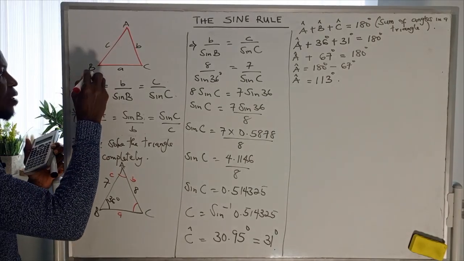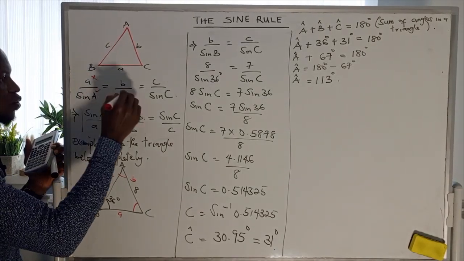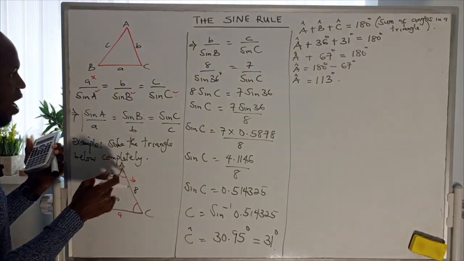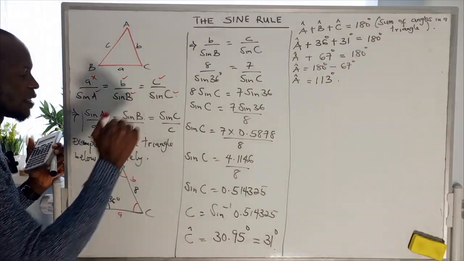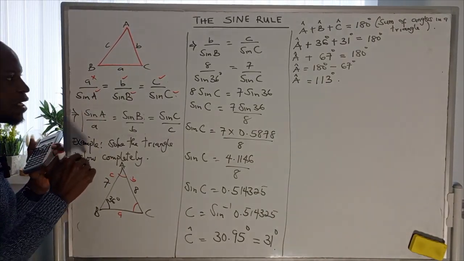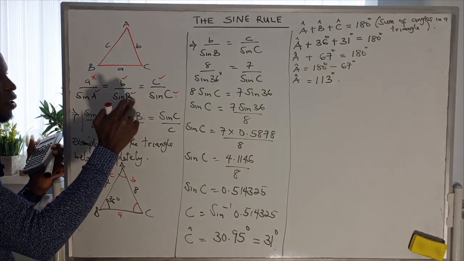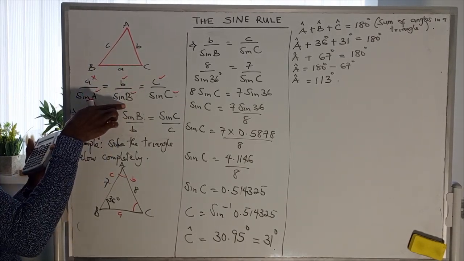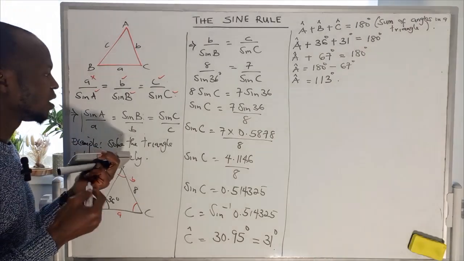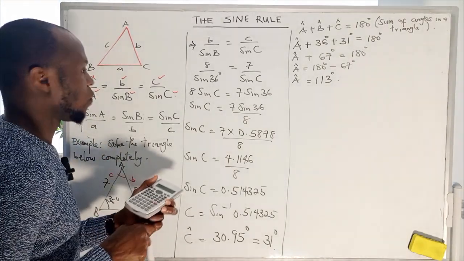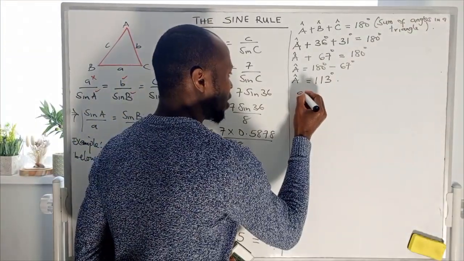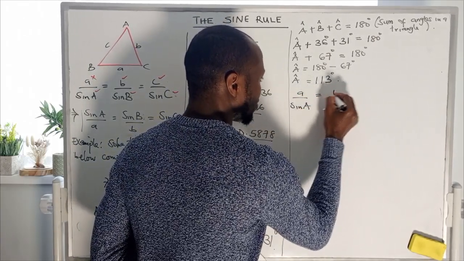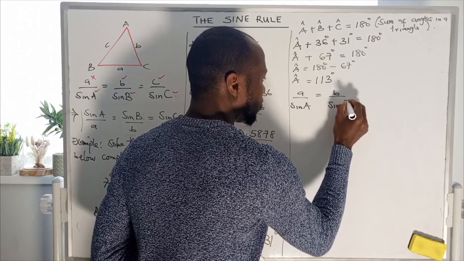Do I know my side A? No. Do I know my angle A? Yes. We know all the 3 angles, and the only 2 sides we have are side B and side C. So I want to find my side A. I know 3, I don't know 1, so I can use this. We have side A over sine angle A equals side B over sine of angle B.